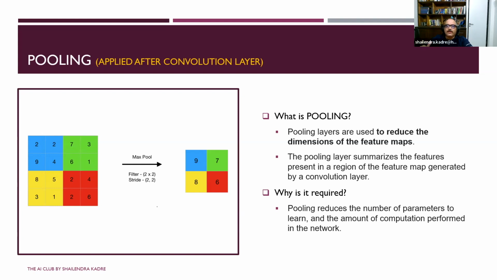What is the meaning? What does it mean physically? Physically, it means that in the blue area, I am taking the most prominent feature. 9 is the most prominent. 9 is representing the most prominent feature, and the most prominent feature is generally bright. So I am taking the most prominent feature. From the green area, from the yellow area, and from the red area, I am taking the most prominent feature. Understood? So this is one kind of max pooling.